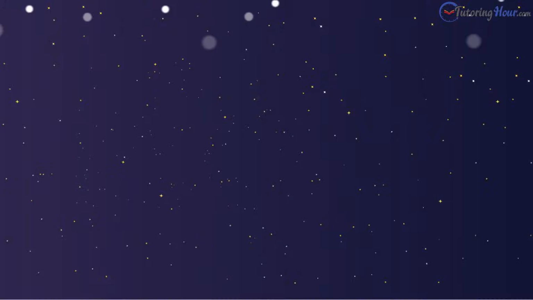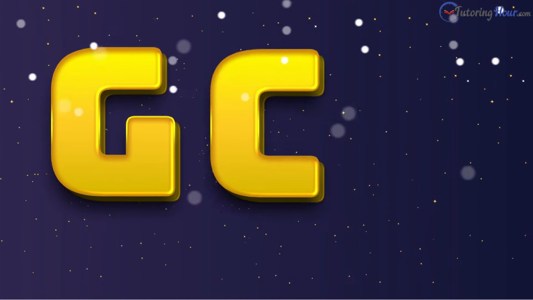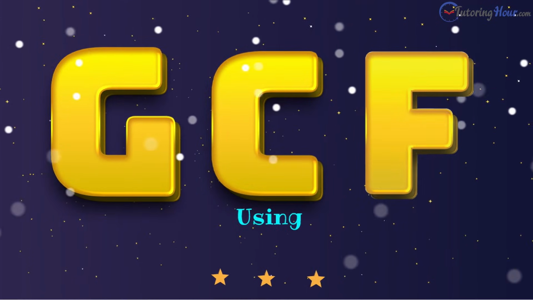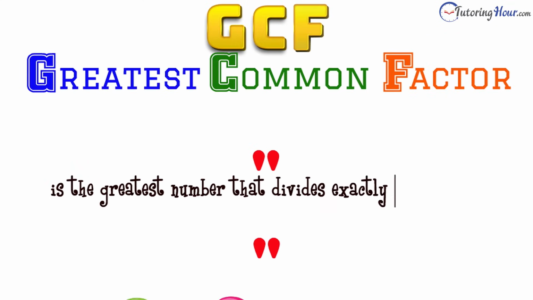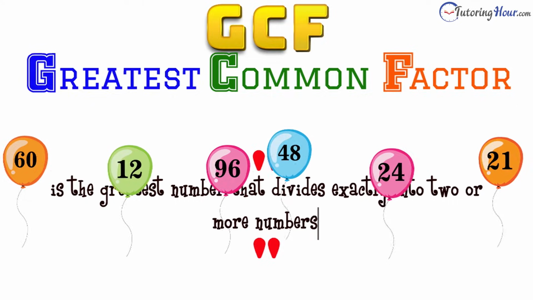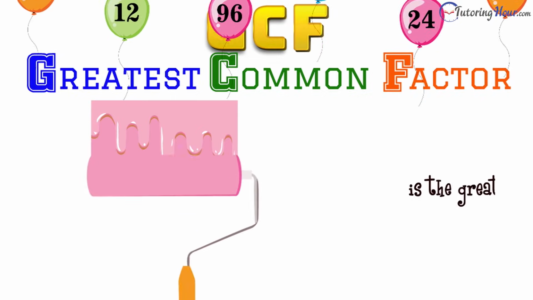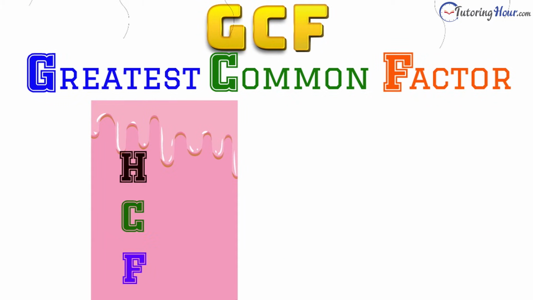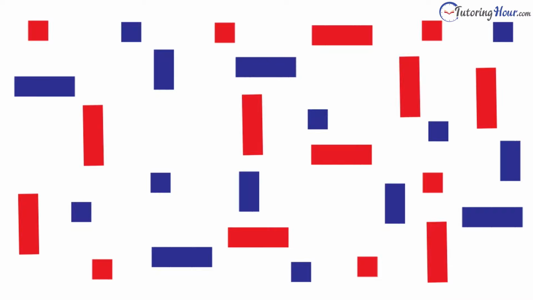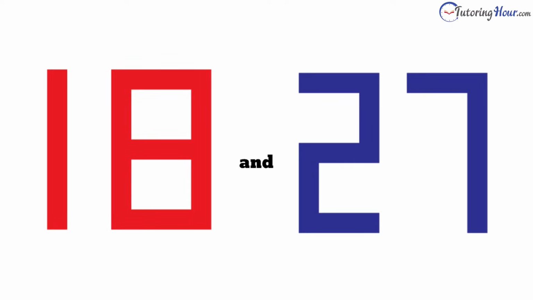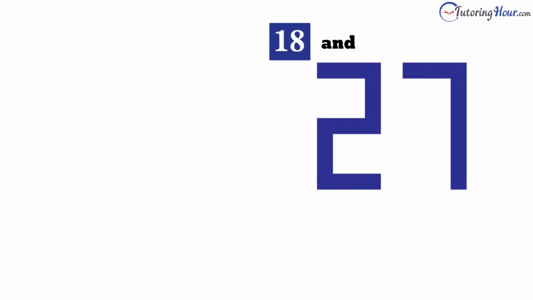In this video, we'll show you how to find the GCF of numbers using prime factorization. GCF is the greatest number that divides exactly into two or more numbers. It is also called HCF, the highest common factor, or GCD, the greatest common divisor. Let's get started with our first pair of numbers, 18 and 27.